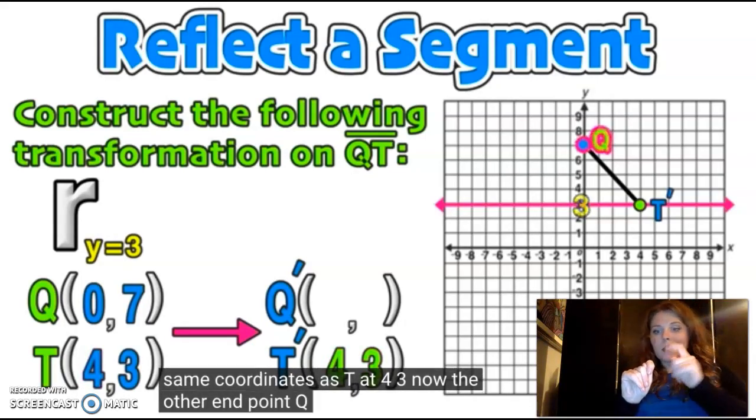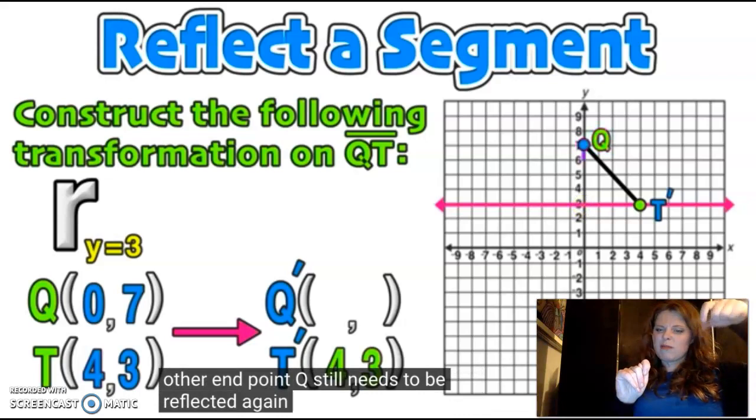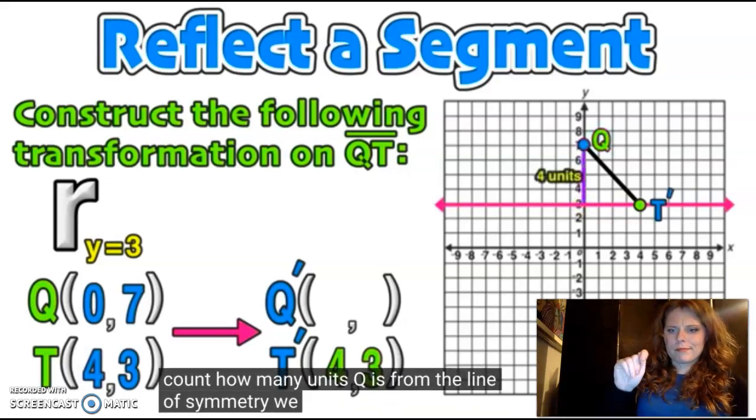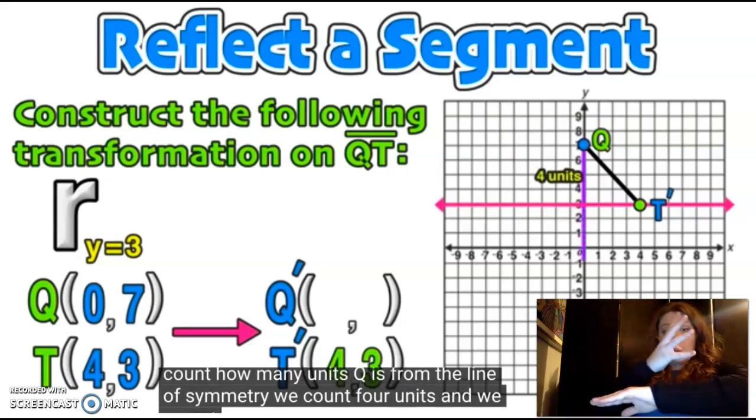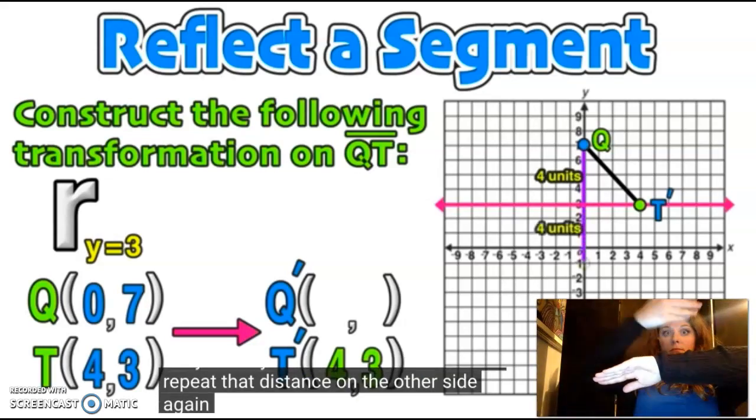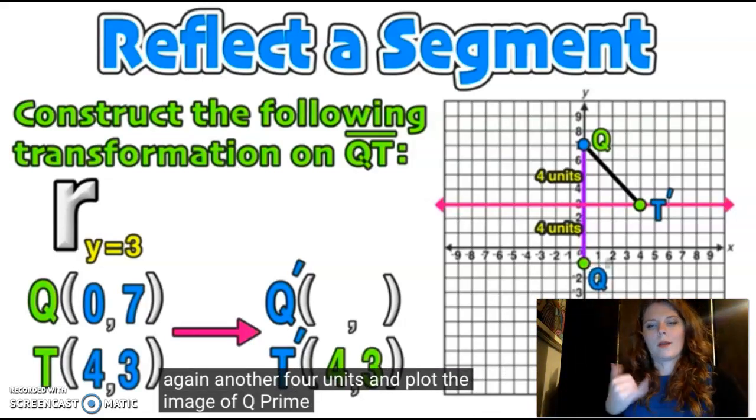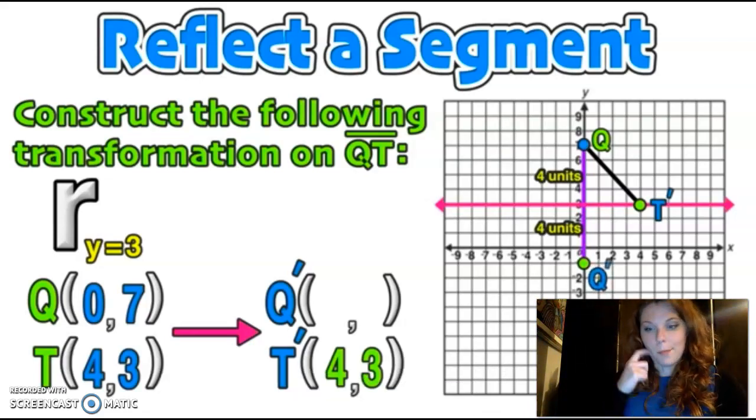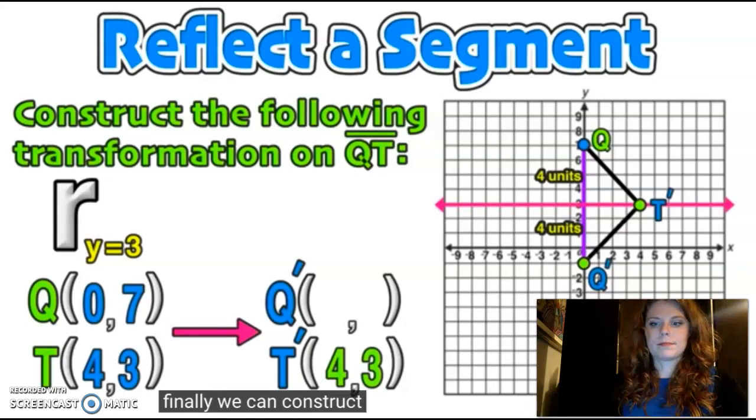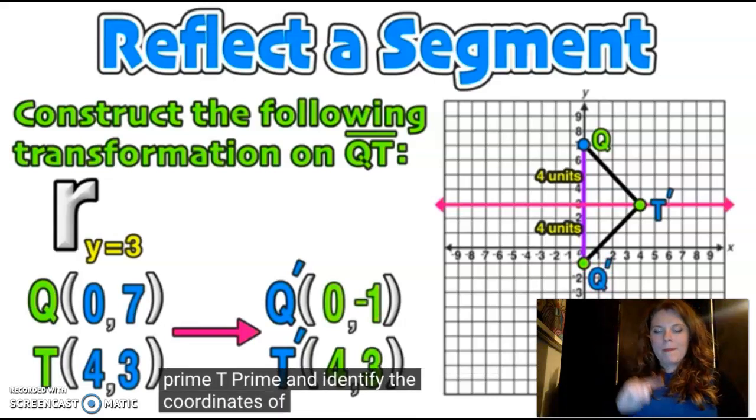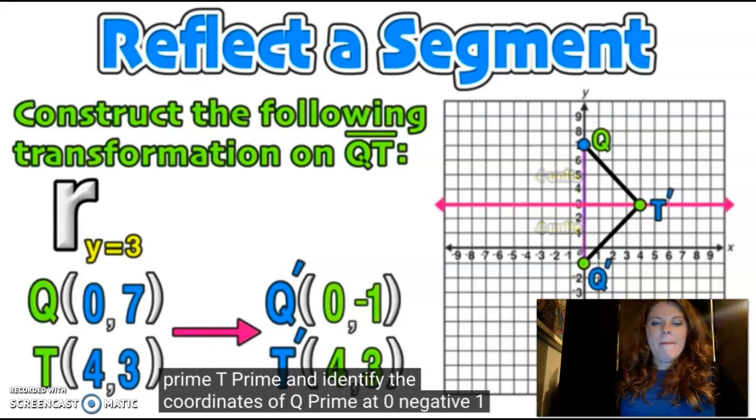Now the other endpoint Q still needs to be reflected. Again, we're just going to count how many units Q is from the line of symmetry. We count 4 units, and we repeat that distance on the other side, again another 4 units, and plot the image of Q prime. Finally, we can construct line segment Q prime T prime, and identify the coordinates of Q prime at (0, -1).